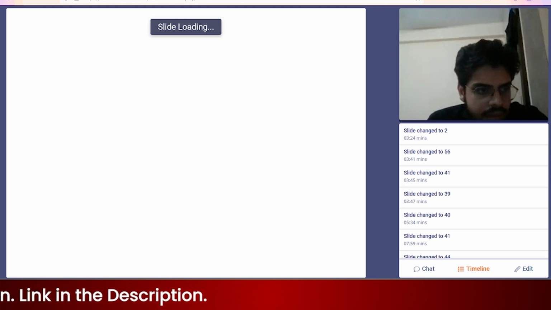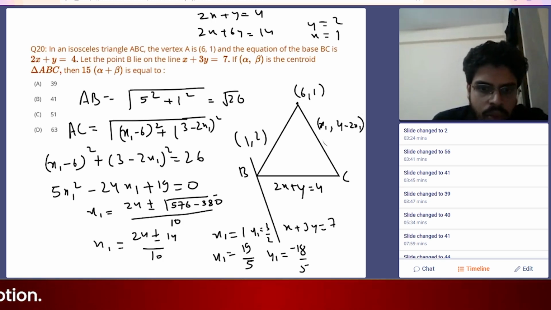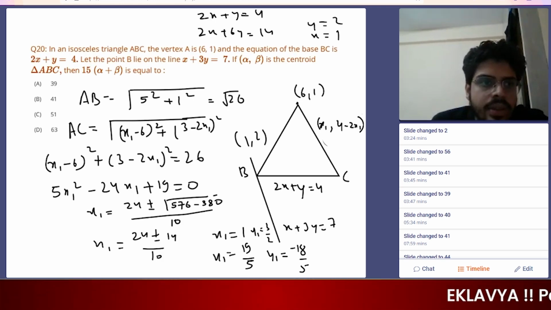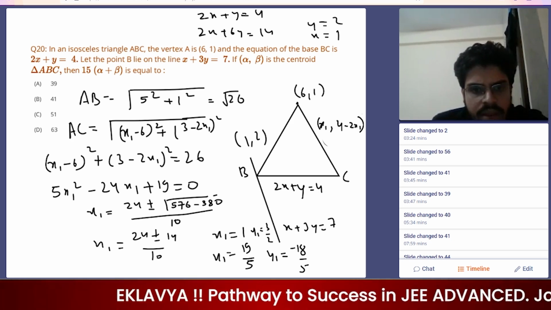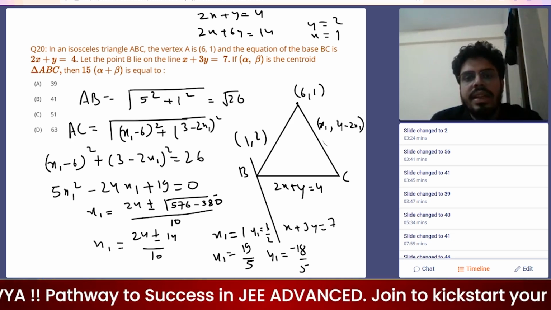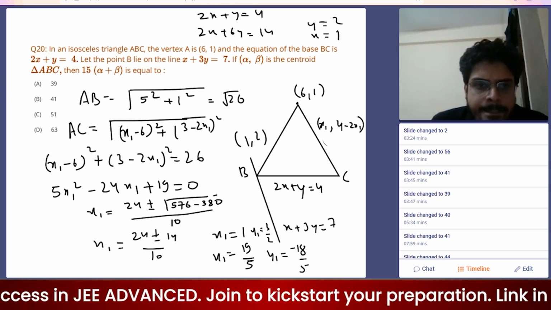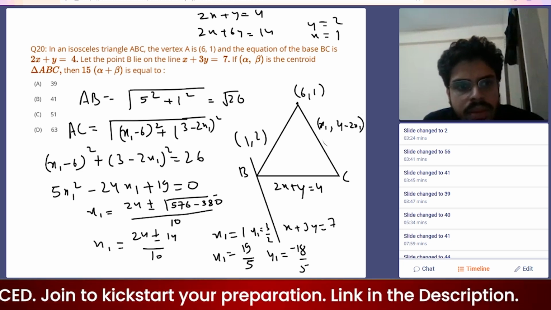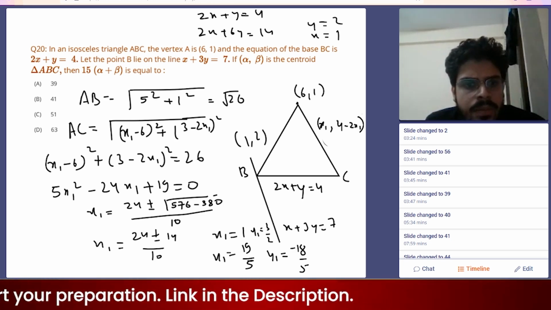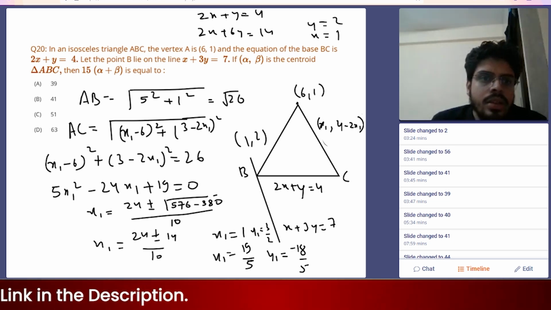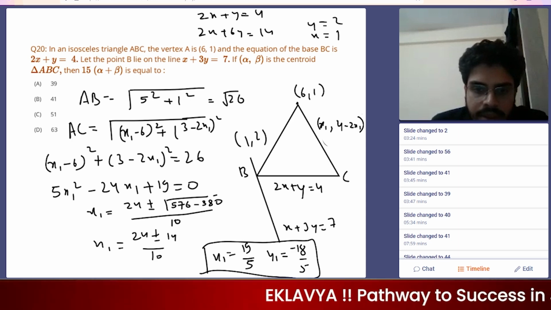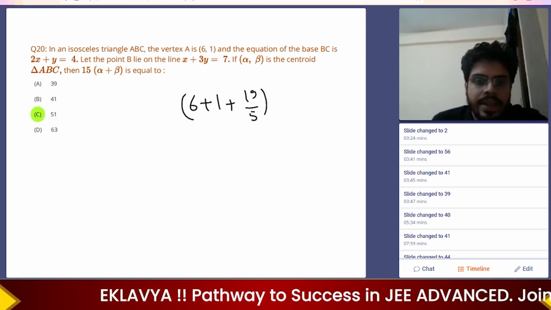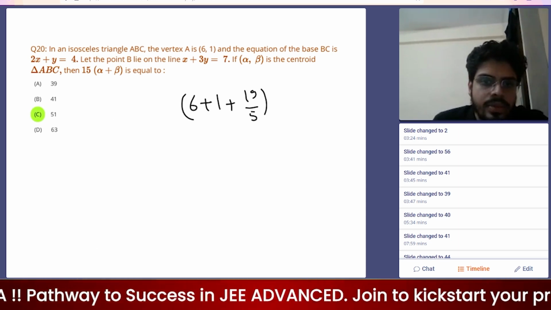Okay, so I think x1 equal to 1 will be same as the B point, right? X1 is equal to 1. So this line, that point will be 1 comma 2 only, 2x plus y is equal to 4. Yes. So x1 equal to 1 is the B point. So we'll take this value, x1 is equal to 19 by 5, and comma 18. So this is the vertex C.